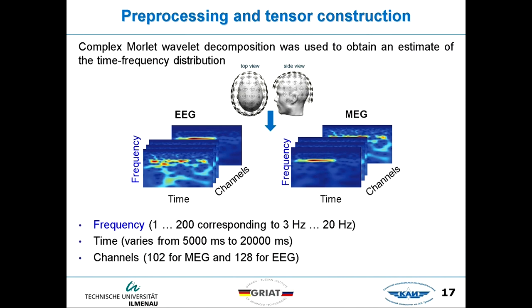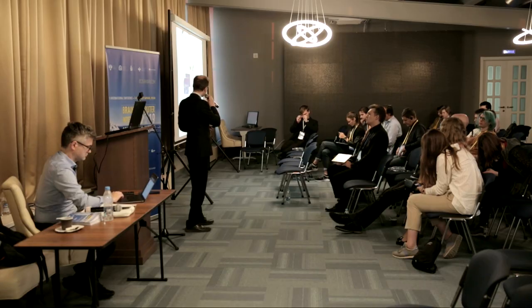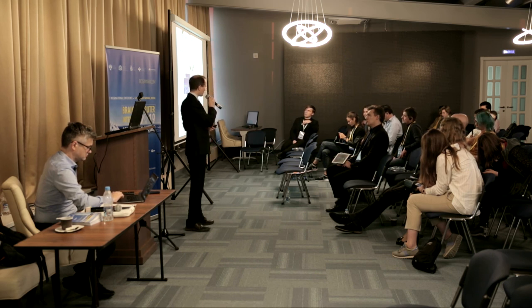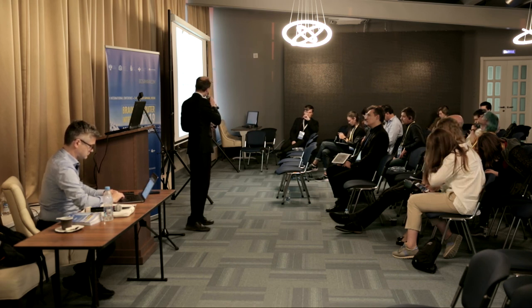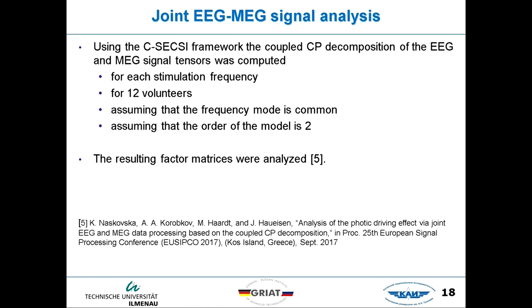After that, we did pre-processing of this data. We calculated wavelet decomposition and used the results of the wavelet decomposition as slices, and we stacked these slices into two tensors for EEG and MEG data. The dimensionality of these tensors is frequency, time, and channels. And after that, we implemented coupled decomposition and analyzed the results.